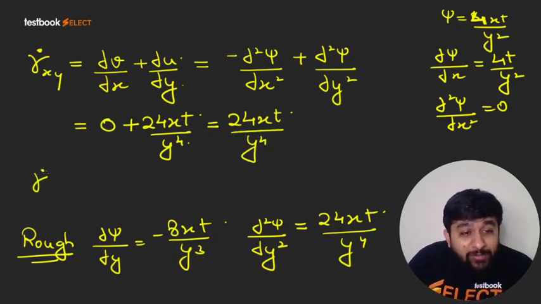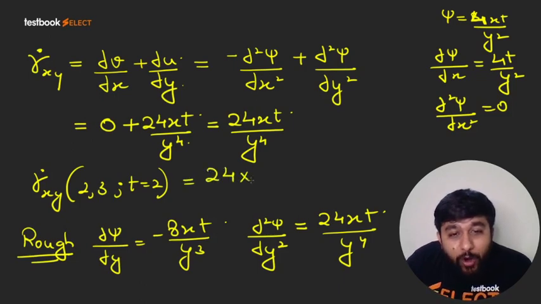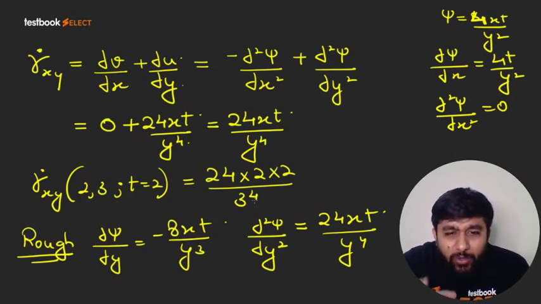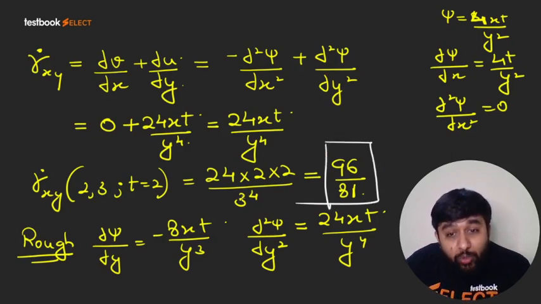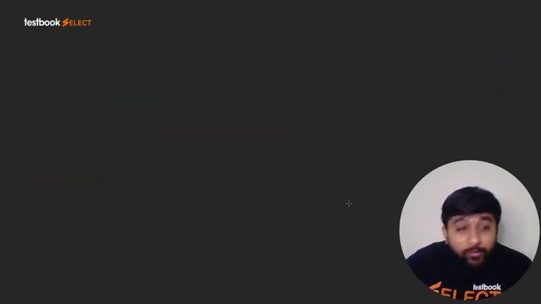Now this gamma dot xy, we have to find at the point (2,3) when the time is equal to 2 seconds. So this will become 24 into 2 into 2 divided by 3 raised to power 4, right? 24 into 2 is 48, 48 into 2 is 96, and this will become 96 by 81. So this is the rate of shear strain at the point when the time is 2 seconds. Now for the same question, let us find the vorticity also.